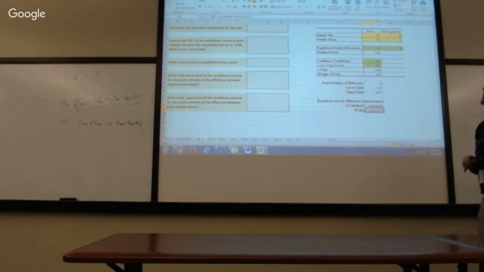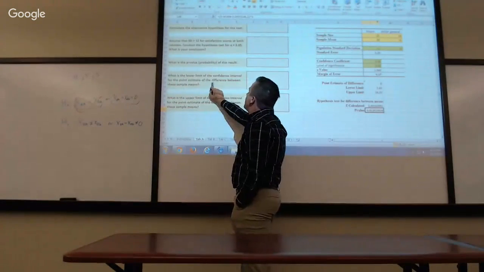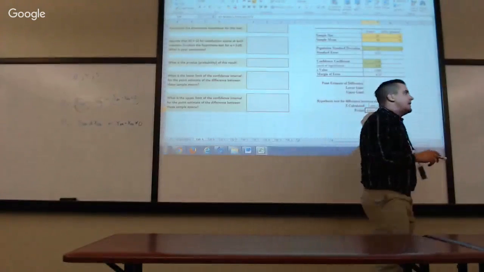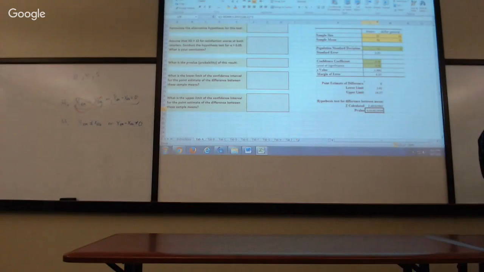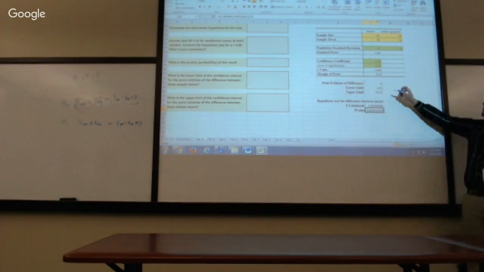So the other part of this question asks us for a lower limit of the confidence interval for the point estimate difference between these means and the upper limit. So what they're saying is an alpha value of 5 or 95% confidence. Tell us what we know the lower limit will be and the upper limit will be, and the difference between these two means. So this is already calculated for us.